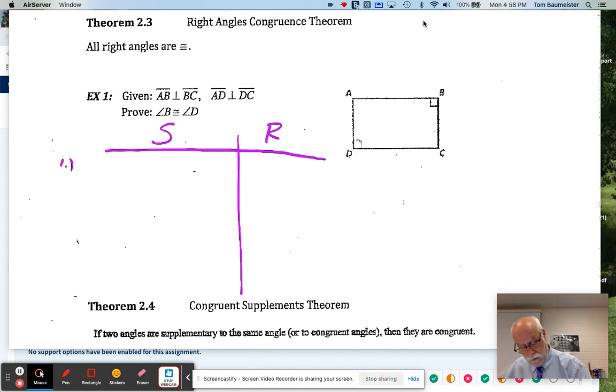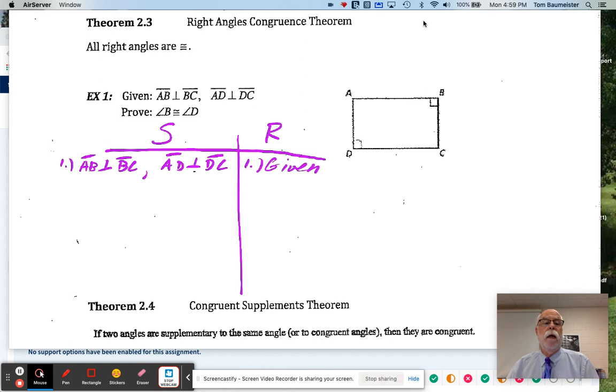I told you that the first one should always be what you're given. So we're given that AB is perpendicular to line segment BC, and that AD is perpendicular to BC, and a reason for that is given. Notice how I put a 1 in the statements column and 1 in the reasons column. Again, that should just make sense.